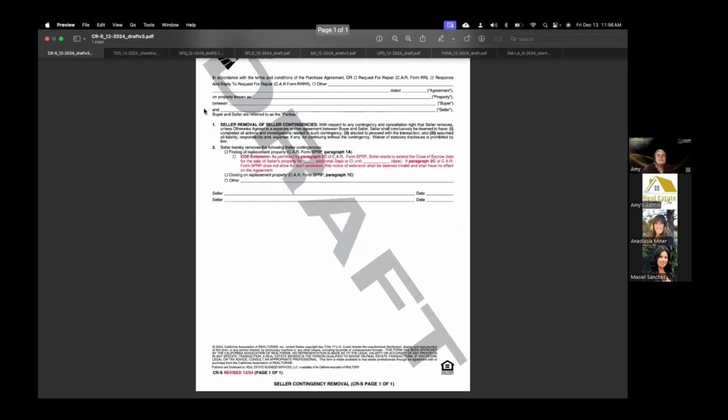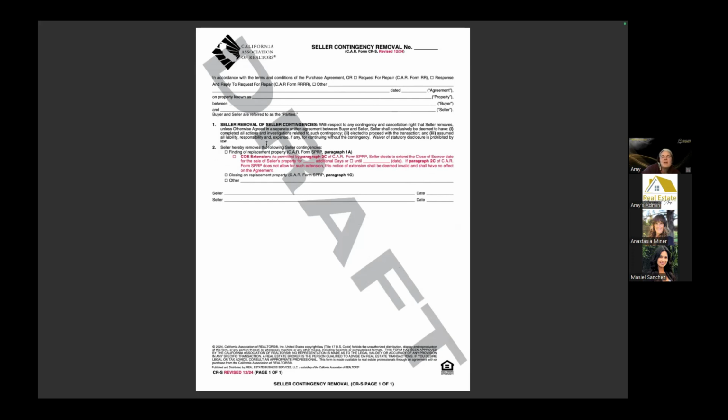Then we have our seller contingency removal. So this is our CR-S. It just says, hey, seller's removal of contingencies. Seller hereby removes the following seller contingency: the finding of replacement property. You've got closing of replacement property or other. And here is that close of escrow extension. So on our sellers, seller hereby removes these on the SPRP form, the seller's purchase of replacement property is right there. I didn't even have to come up with it on my own.